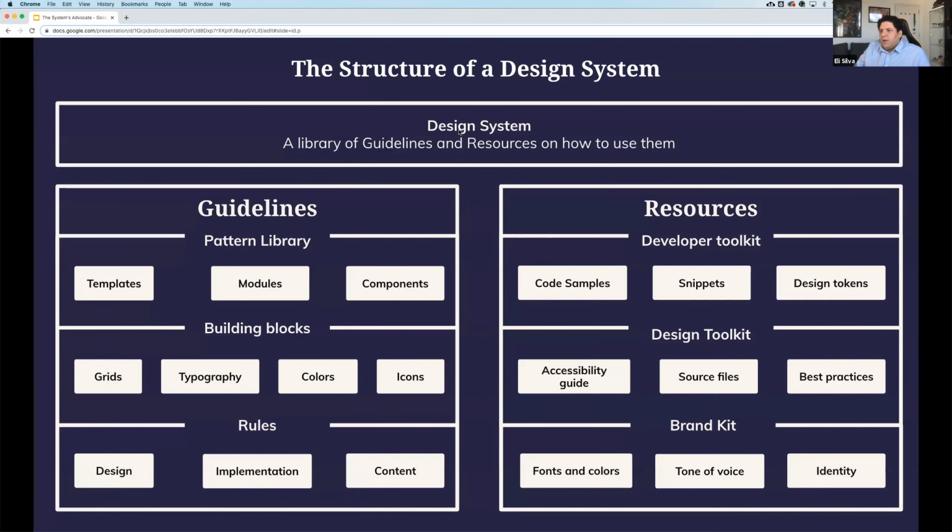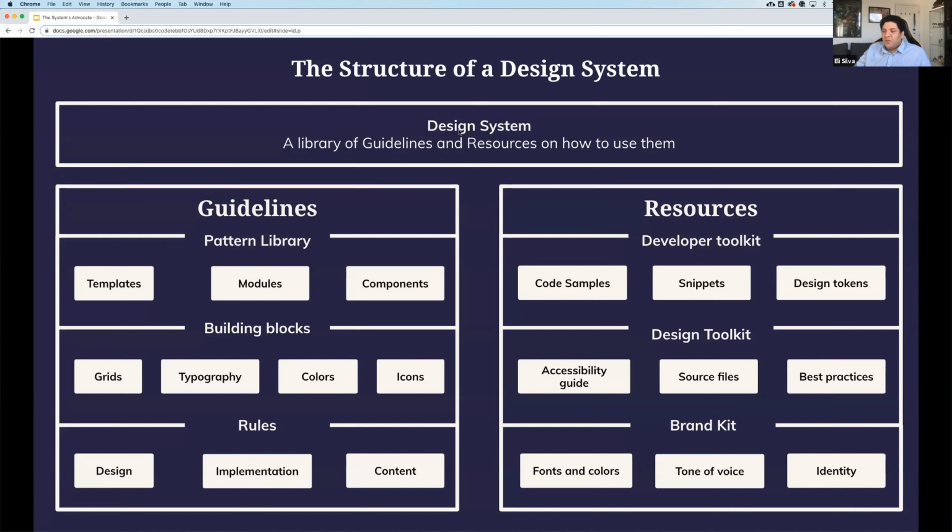So when we talk about the structure of design systems, I looked at a bunch of different charts that look like this, and I found that this is generally how we think about and talk about design systems, right? We talk about guidelines and resources. On the guideline side, you have things like templates and modules and your components, you've got grids and typography and basically all the rules and guidelines and style guide pieces of it that help you put your design system together and document how to do design at your company.